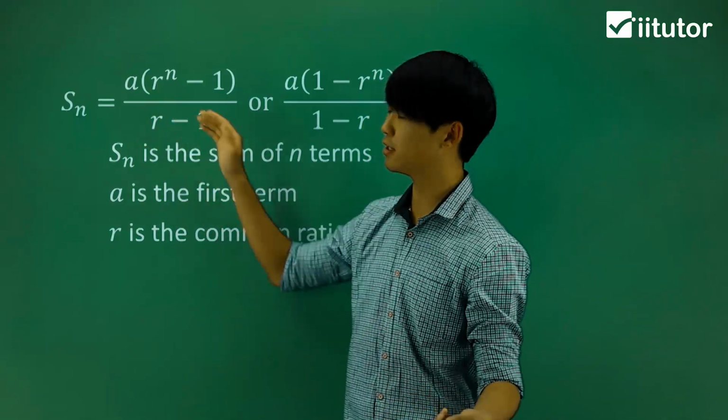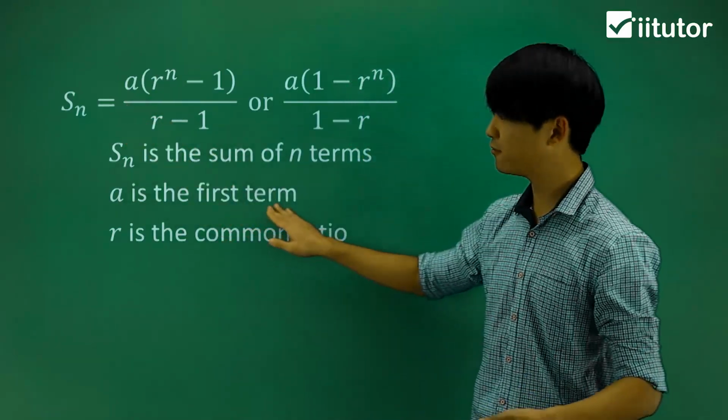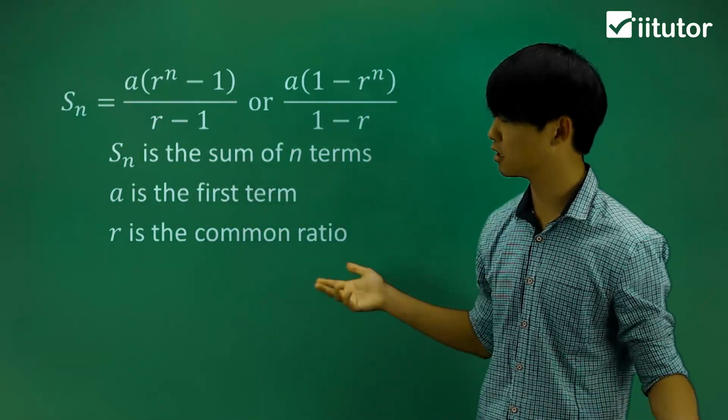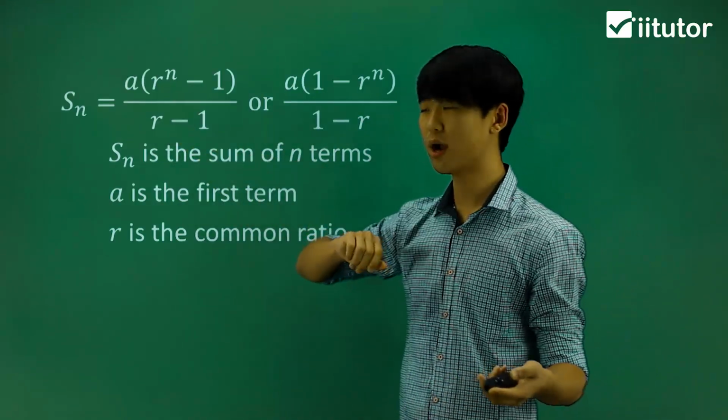Now let's take a look at the formula. All of the letters represent the same thing. So a is still going to represent my first term, and r is again going to represent the common ratio. Okay, so what I want you to do is memorize this formula.